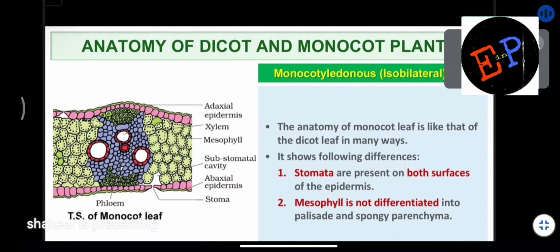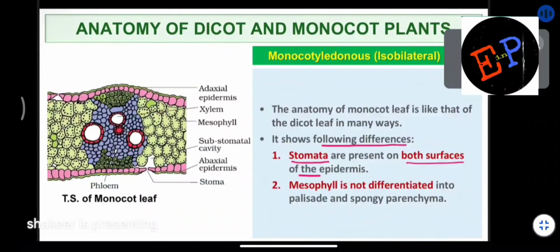Then we are studying about the monocotyledonous leaf. Previously we studied dicot leaves, and now we are studying monocot leaves. The anatomy of a monocot leaf is like that of a dicot leaf in many ways. Almost, monocot and dicot leaves appear similar, but there are some differences. Stomata are present on both surfaces of the epidermis. That is, in the adaxial epidermis you will find stomata, and on the abaxial epidermis also you will find stomata.